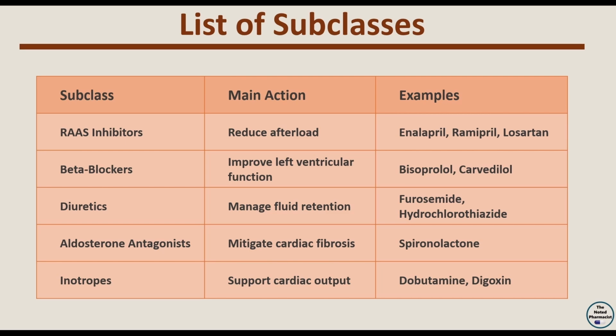Beta blockers, such as bisoprolol and carvedilol, are integral to reducing mortality and improving left ventricular function. Diuretics, including loop diuretics like furosemide and thiazides like hydrochlorothiazide, manage fluid retention. Other subclasses include aldosterone antagonists like spironolactone, which mitigate cardiac fibrosis, and inotropes such as dobutamine and digoxin, which support cardiac output in acute settings.